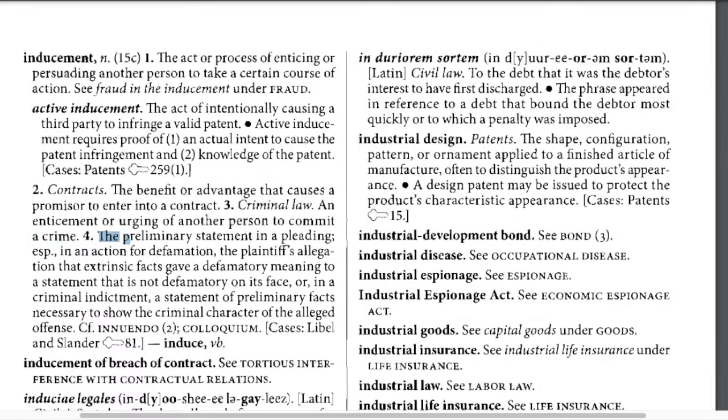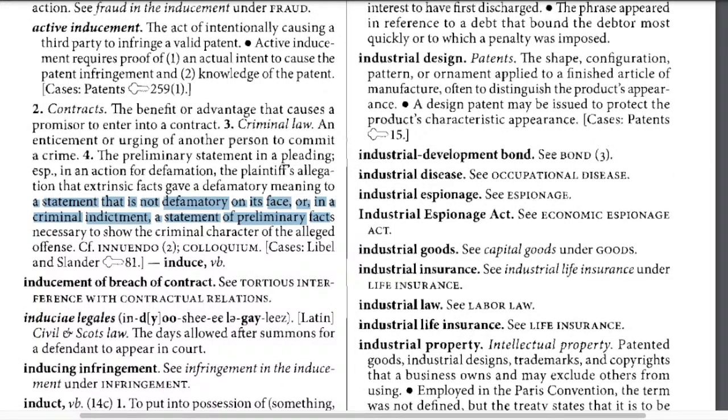The preliminary statement in a pleading, especially in an action for defamation: the plaintiff's allegation that intrinsic facts gave a defamatory meaning to a statement that is not defamatory on its face, or in a criminal indictment. The statement, okay. So innuendo, again, that's another good word. Let's look at that real quick while we're here with Black's and see.